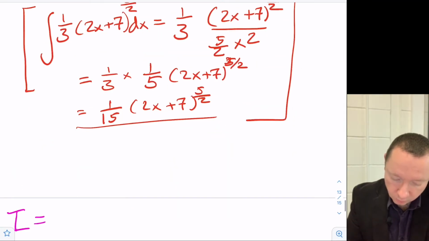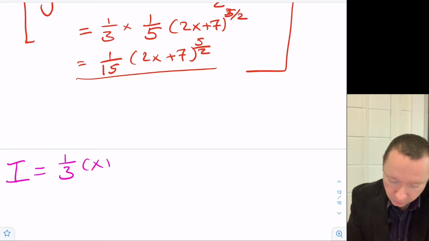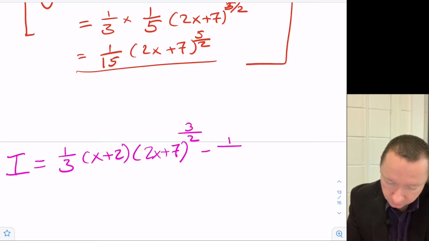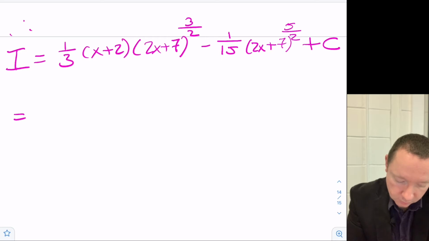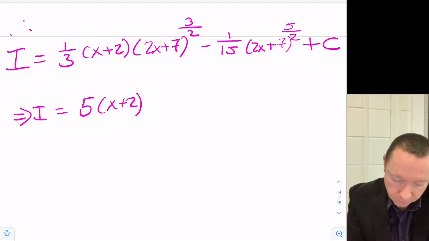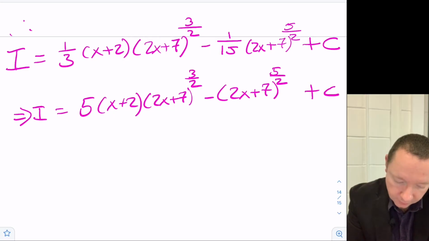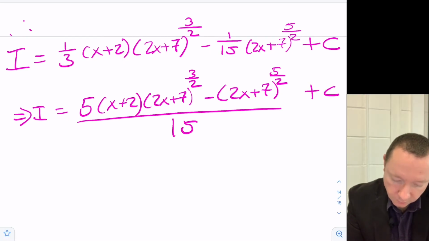So our integral equals 1/3 (x + 2)(2x + 7)^(3/2), minus the answer we just worked out, plus c. So we've got 5(x + 2)(2x + 7)^(3/2) minus (2x + 7)^(5/2), plus c, and that would be over 15.